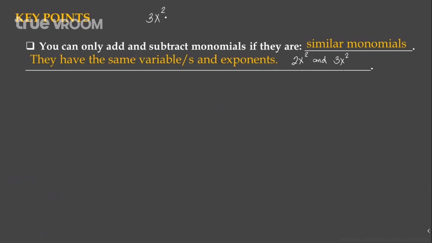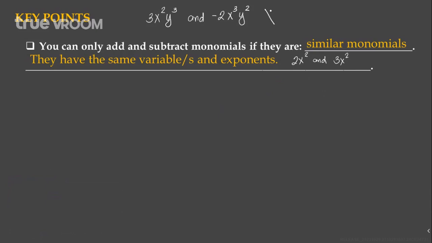3x squared y cubed and negative 2x cubed y squared. Are they similar or not? Not. Why? Because the exponents are not the same. They have the same variables, yes, x and y, but their exponents are not the same. So they are not similar.